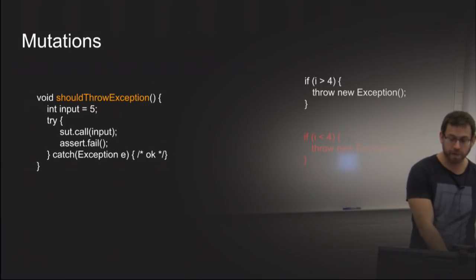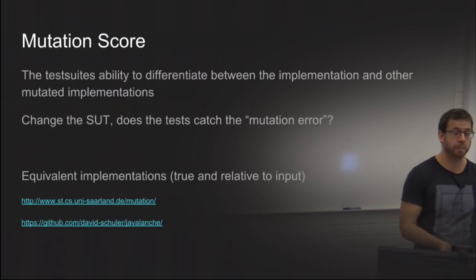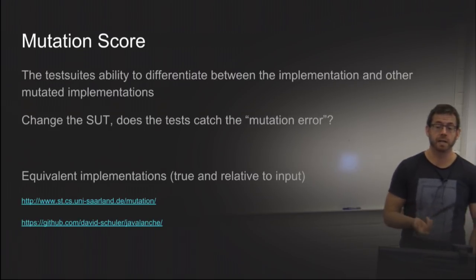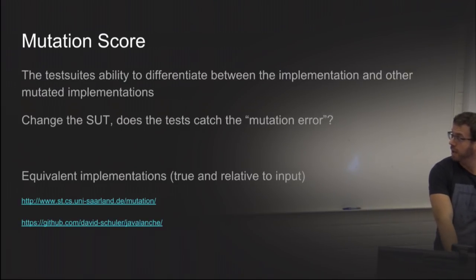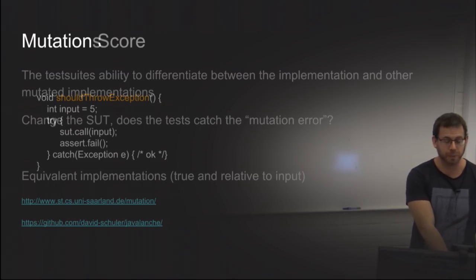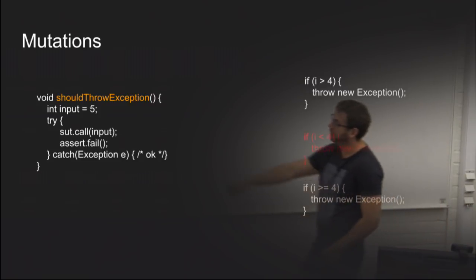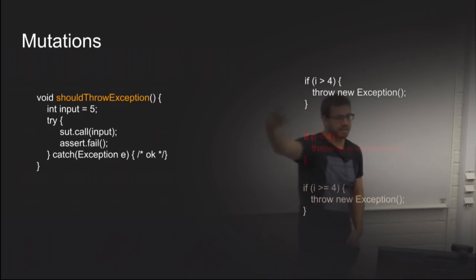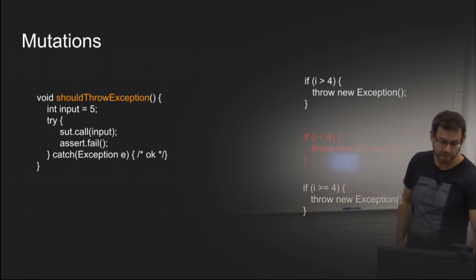So if we're going to use mutation score to evaluate our test effort, we can do that, but we must remember we can get equivalent implementations. Equivalent implementations could be relative to input, and that sort of means this last one over here. For this test case, we don't detect that.